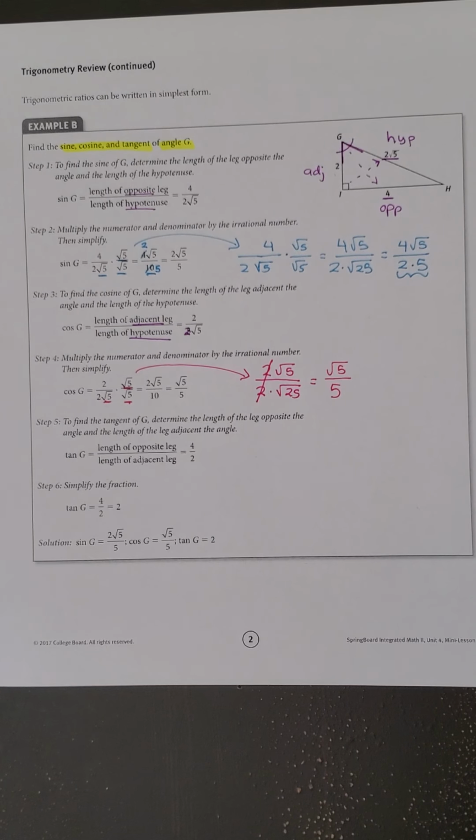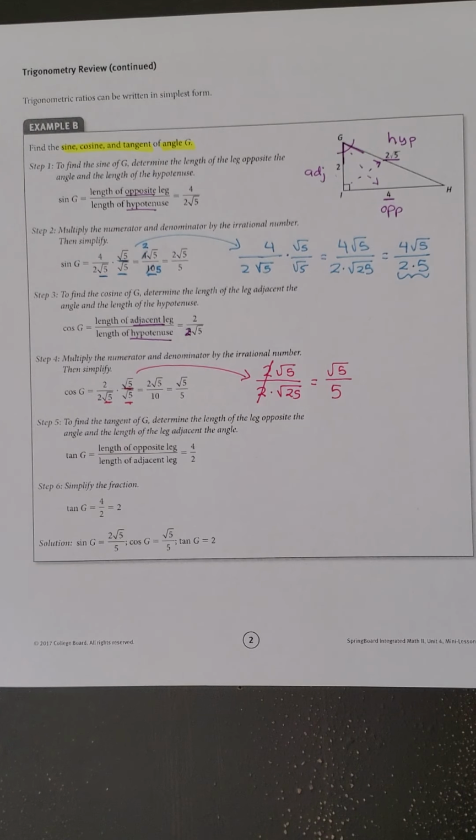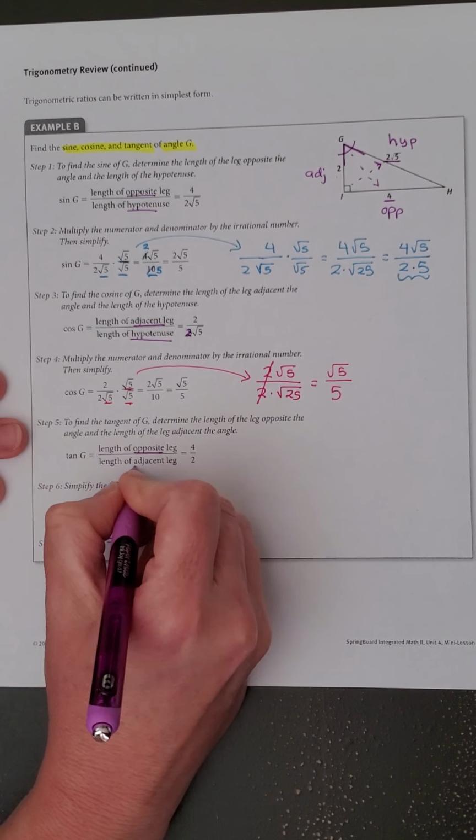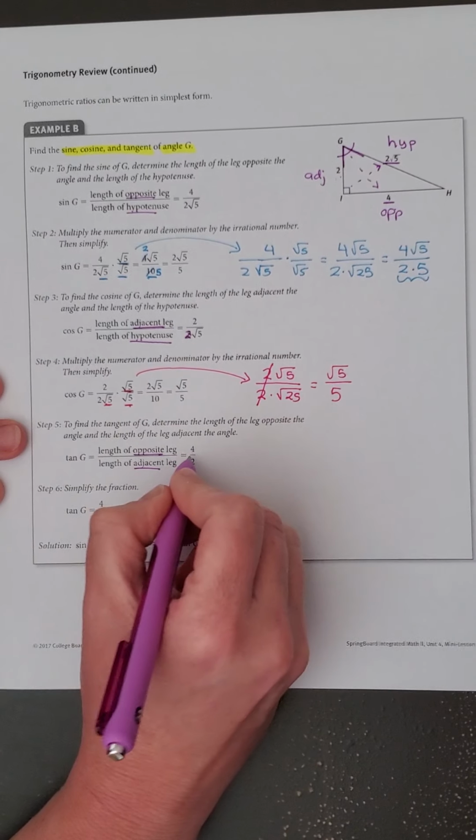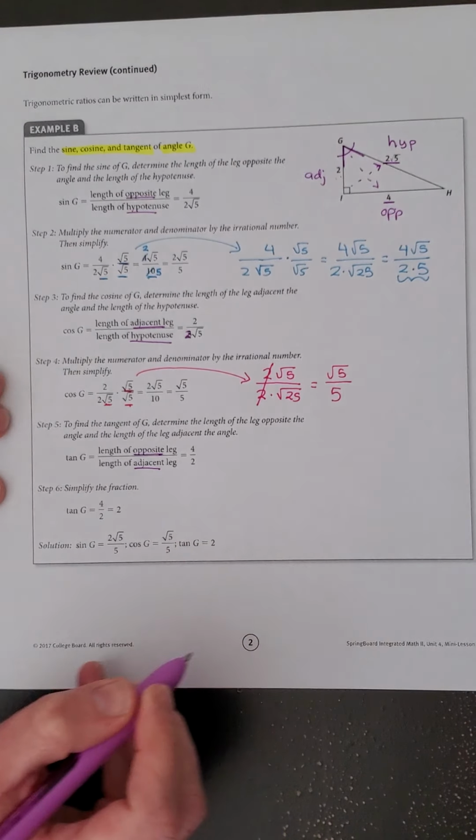All right, and then the last one is tangent. So tangent is opposite over adjacent. Opposite over adjacent would be 4 over 2. 4 over 2 reduces to 2.